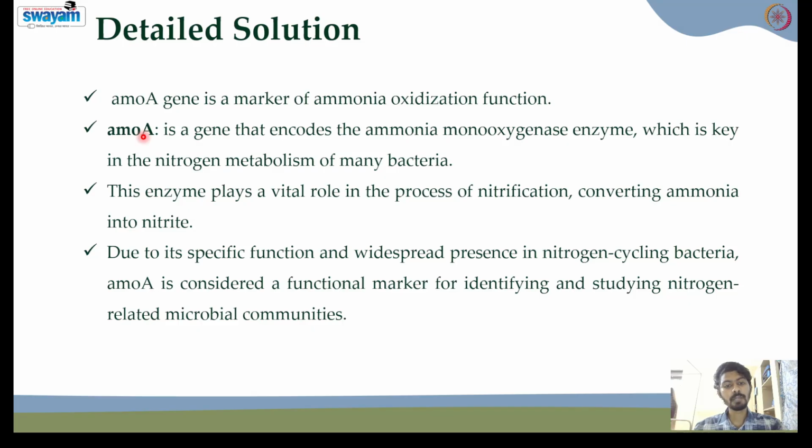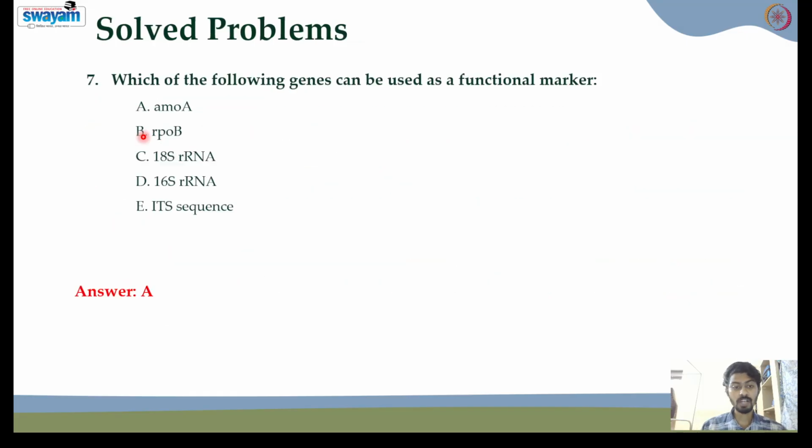So this enzyme plays an important role in the process of nitrification, converting ammonia to nitrite. So this is one of the key enzymes and it is used as a functional marker for identifying ammonia oxidation function. Due to its specific function and widespread presence in nitrogen cycling bacteria, AMO-A is considered a functional marker for identifying and studying the nitrogen-related microbial community. So that's why this AMO-A gene is the functional marker.